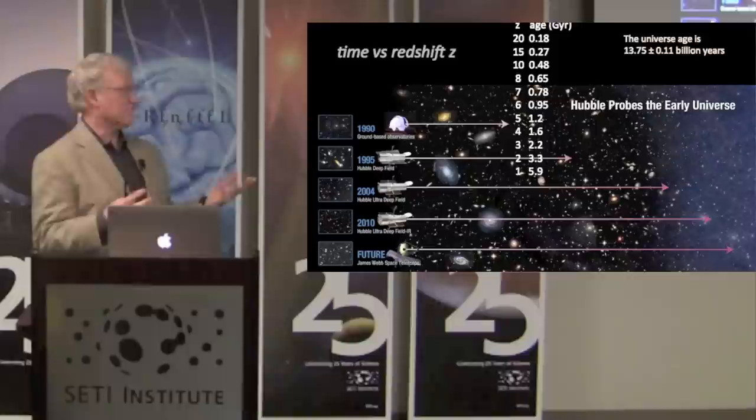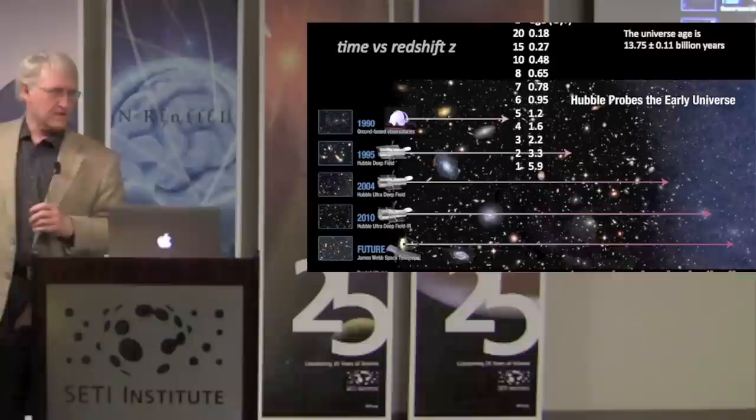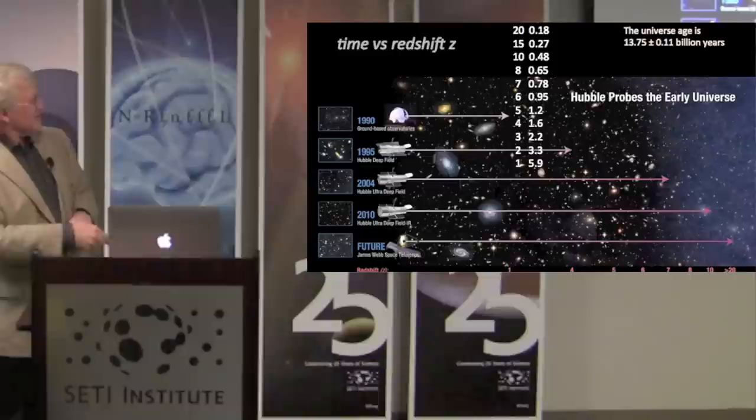But it's very useful to have the numbers in mind. And so here they are. A redshift 4 object is 1.6 billion years after the Big Bang. Redshift 6 is about a billion years. Redshift 10, half a billion years. So these numbers are useful.